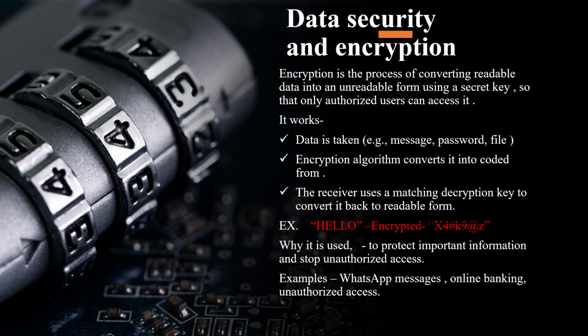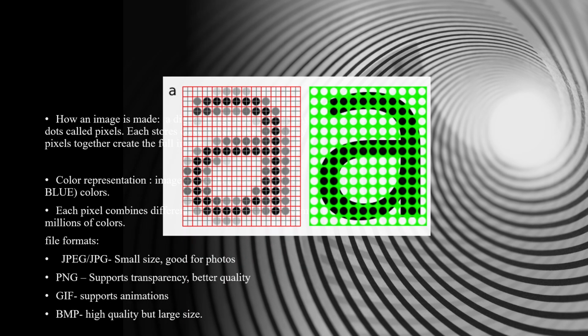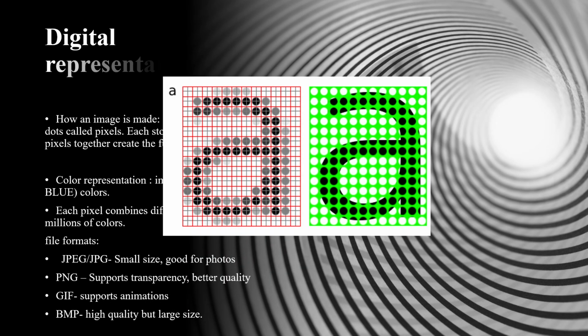Next one, digital representation of images. Digital images are made up of tiny dots called pixels. Each pixel stores color information. Most images use the RGB color model, which combines red, green, and blue. And the common image formats include JPEG, PNG, GIF, and BMP.